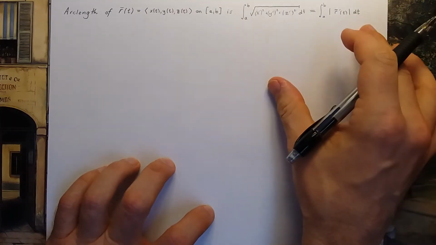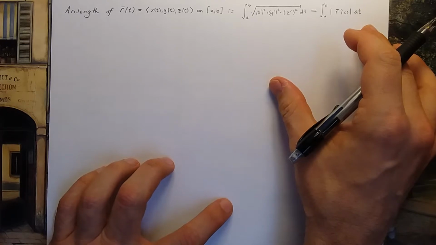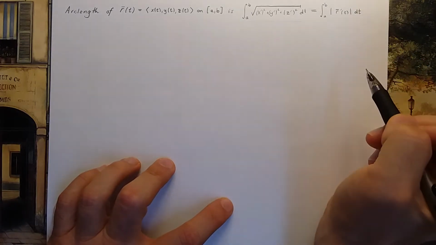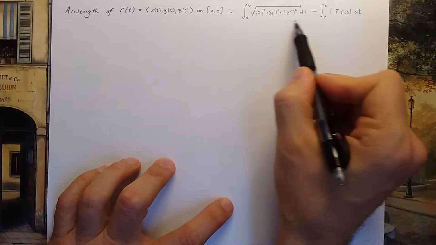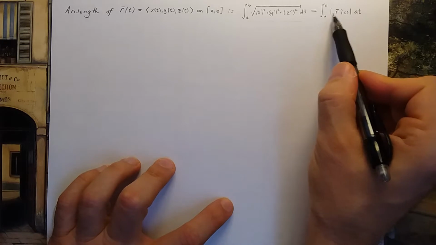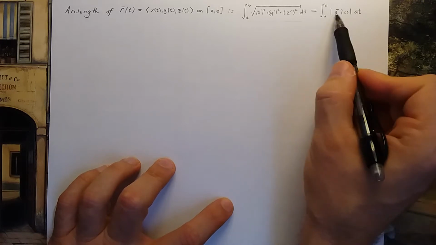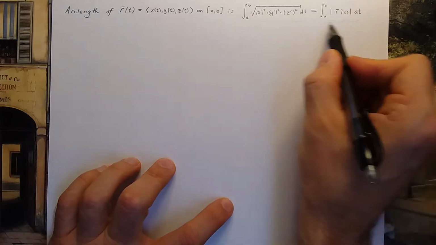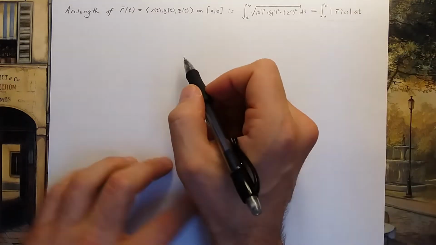Now we've already seen arc length for parametric equations is this form. If you think about it for a second, this is only the magnitude of the derivative of your vector-valued function. So there's an especially nice form for the arc length of a vector-valued function. Let's do an example.